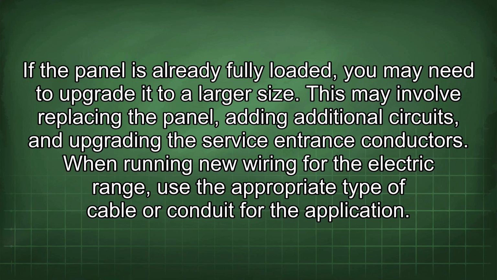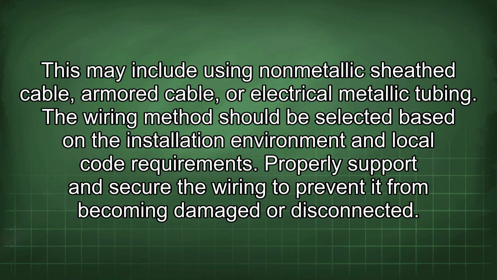When running new wiring for the electric range, use the appropriate type of cable or conduit for the application. This may include using non-metallic sheath cable, armored cable, or electrical metallic tubing. The wiring method should be selected based on the installation environment and local code requirements.